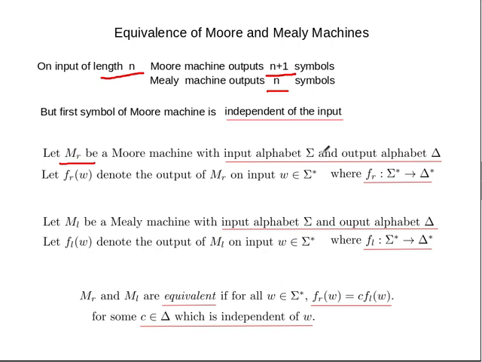So consider a Moore machine, say MR, where the input alphabet is sigma and the output alphabet is delta. Then consider a Mealy machine, ML. Again, the input alphabet and output alphabet should be the same, because on the same input it should produce the same output, so the domain of input and output should be the same. The input is a string and the output is a string.